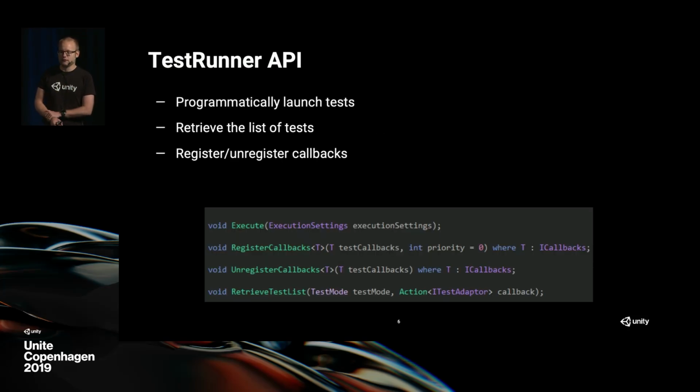So, one of the new things is the TestRunner API. The core functionality of it is that you will be able to run your tests programmatically from any script. It also allows you to retrieve a list of tests, either edit mode, play mode, or both, without running them. And then there's also some callbacks that you can hook into. Then you get a callback on different stages of the testing cycle.